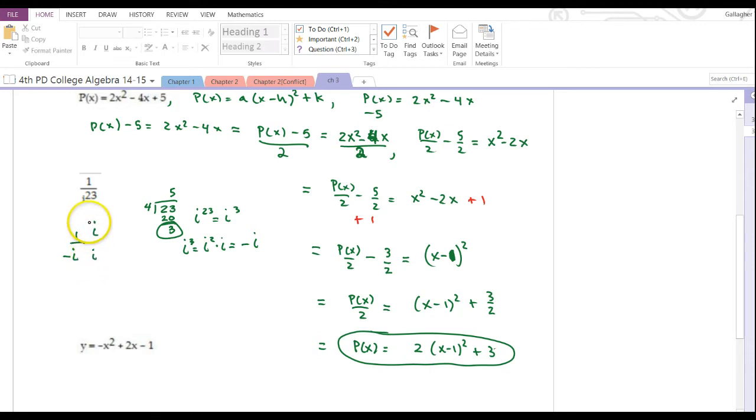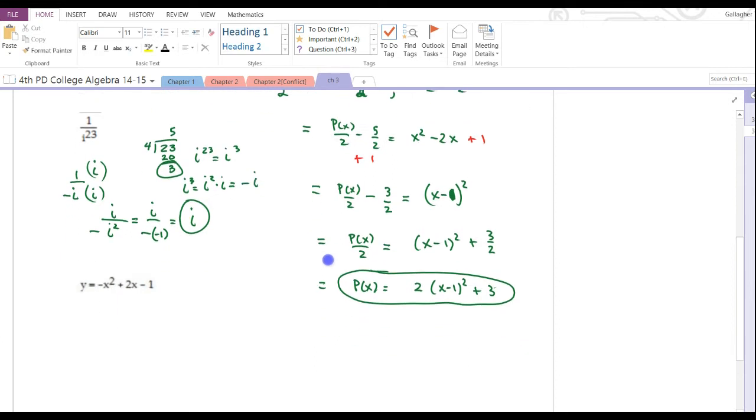So in the numerator, the conjugate of negative i is i, and in the numerator I end up with i. And in the denominator I end up with negative i squared. Okay, so this is equal to i over negative 1, which is negative i. So 1 over i to the 23rd is equal to negative i.